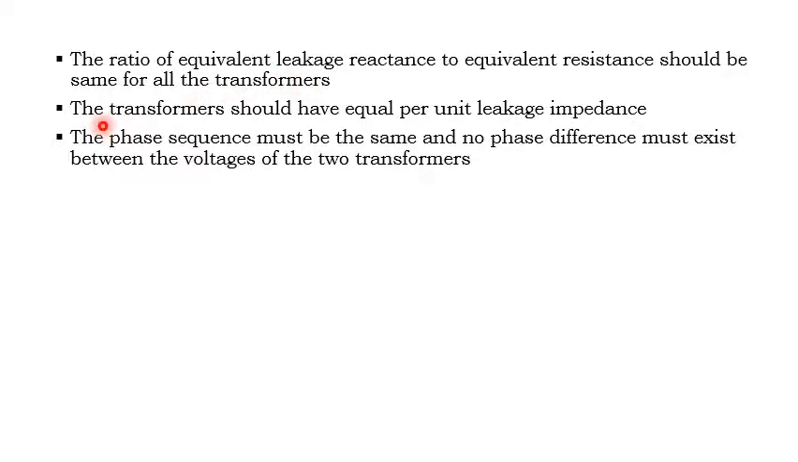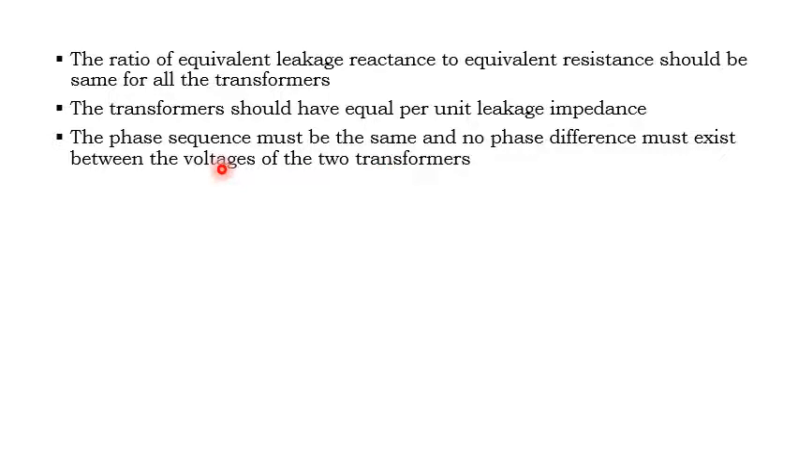So next point is the transformers should have equal per unit leakage impedance. That is, both transformers' leakage impedance should be equal, that is per unit leakage impedance is equal. So next point is the phase sequence must be the same and no phase difference must exist between the voltages of the two transformers.